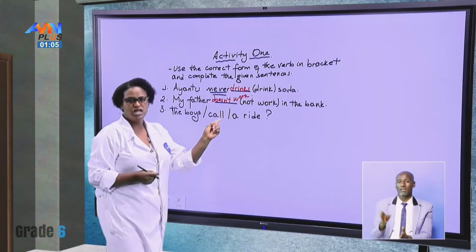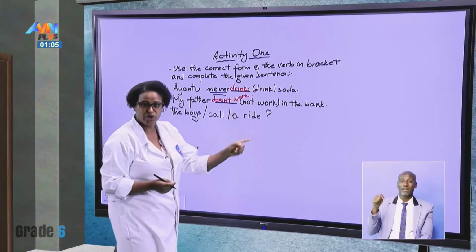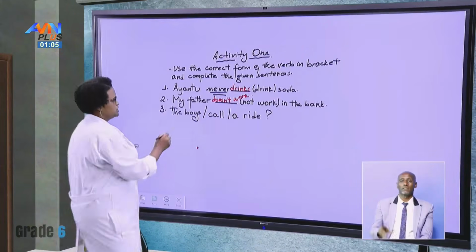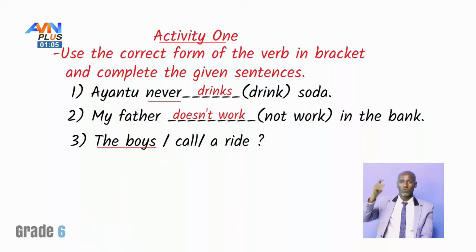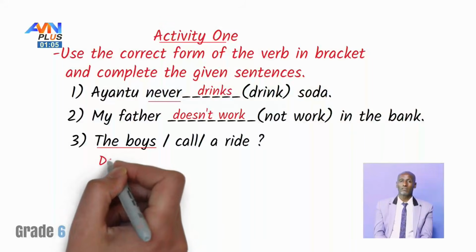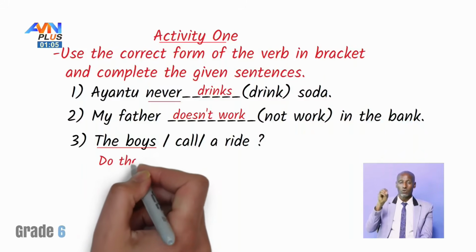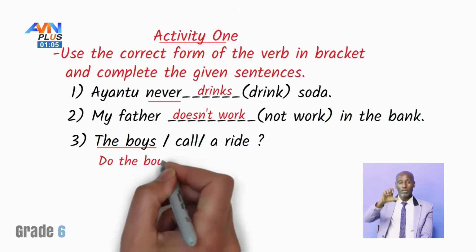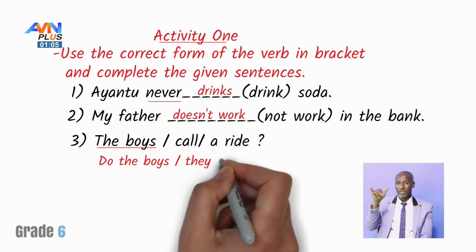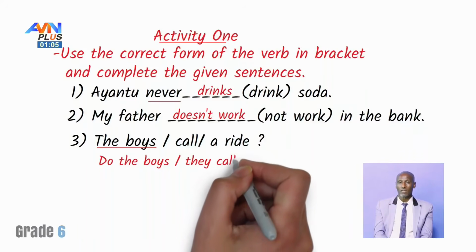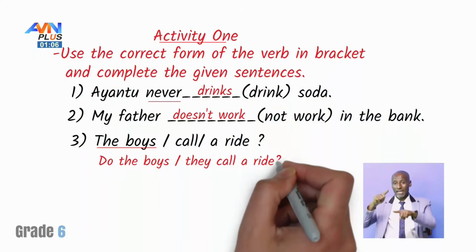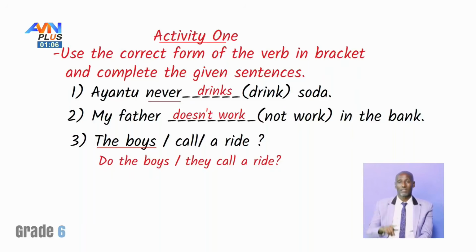The boys call a ride, question mark. We are requested to make what? Interrogative sentence. So how do you do? Good. Since it's the boys, not the boy, okay, the boys means they. So we begin by saying do. Yes? Do the boys, or you can say what? Do they, right? Because once we know it is the boys, do they then call a ride? Then question mark.